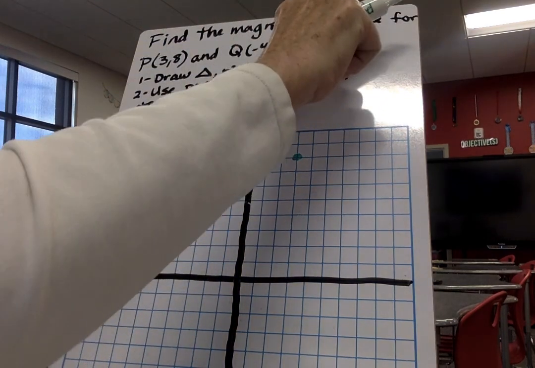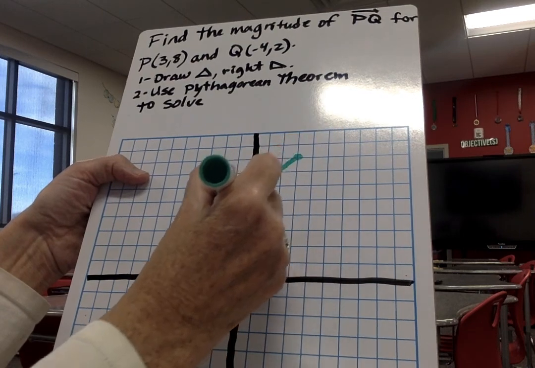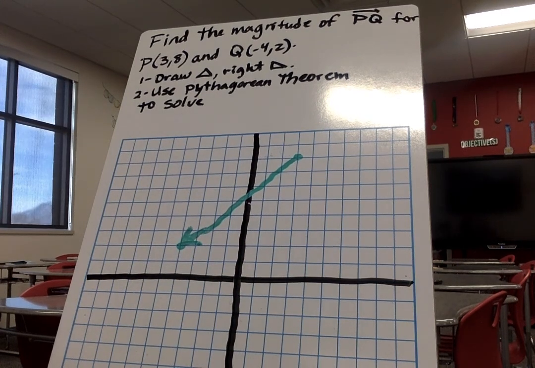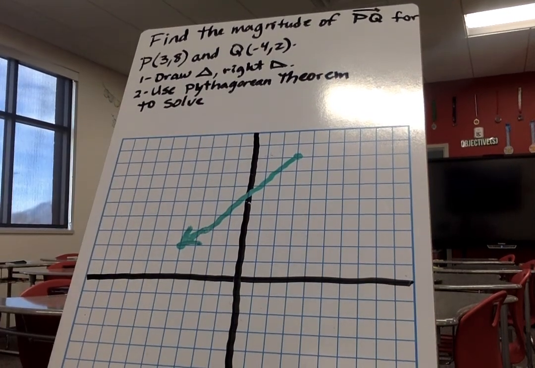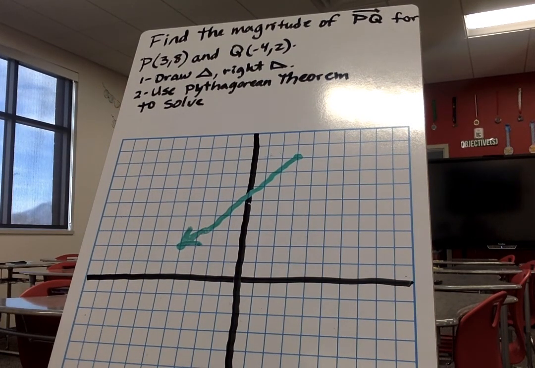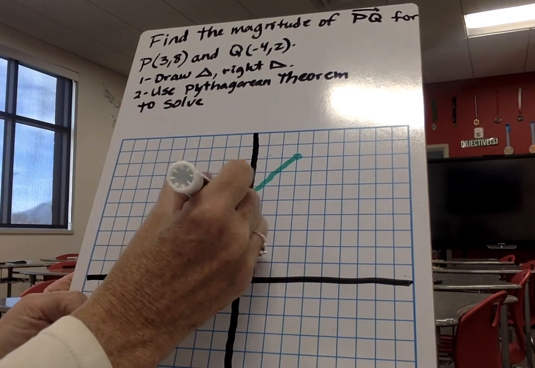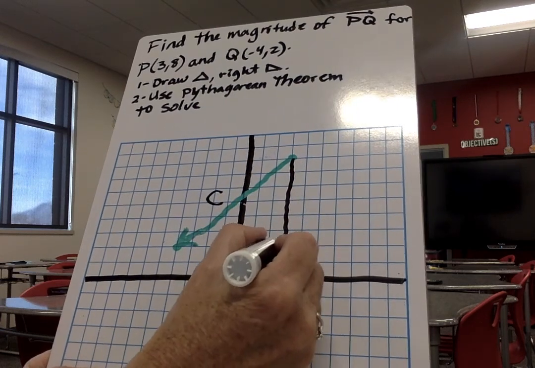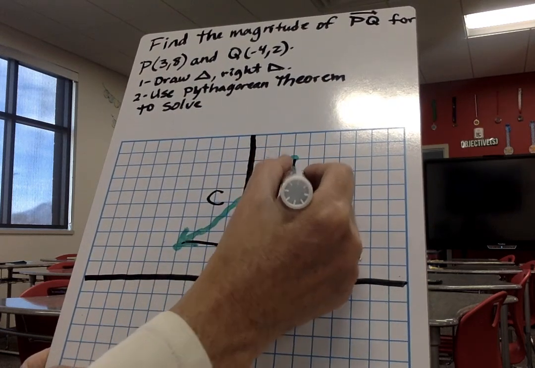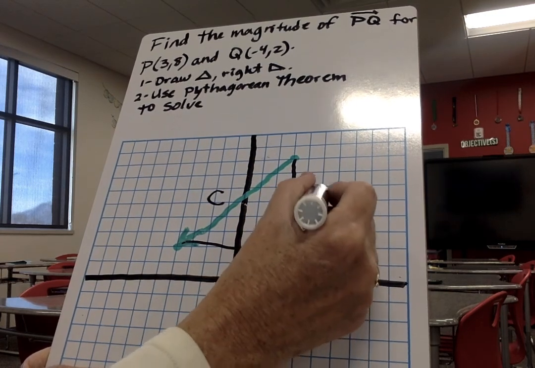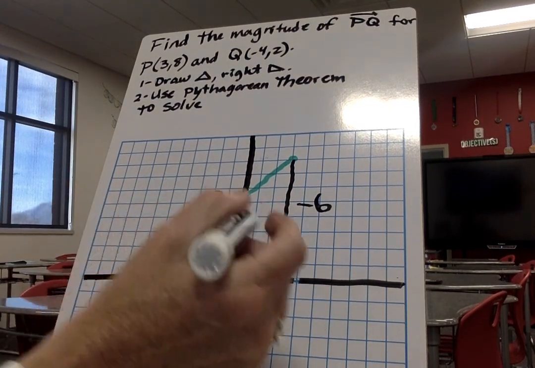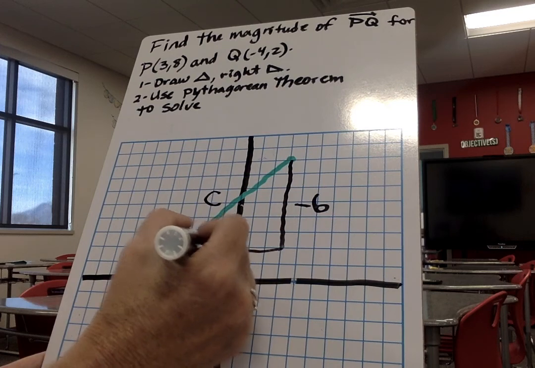Okay, so it says PQ, so it starts at P, and it's going this way all the way to Q. That's not a very straight line, but that's okay. You can use a ruler if you want. Now I'm going to draw my right triangle and figure out my a, b, and c. Since this is diagonal, this is going to be my c. It goes down 1, 2, 3, 4, 5, 6. Down 6 is going to be -6. And then left is also going to be negative: 1, 2, 3, 4, 5, 6, 7.